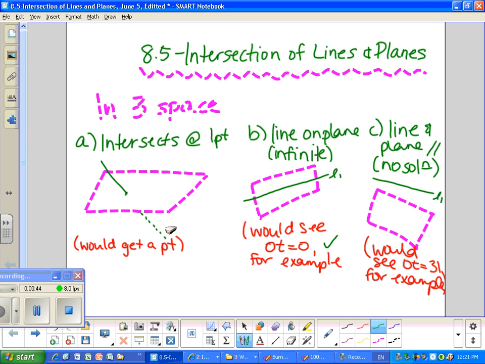And finally, you could also get where if I had a plane here and a line, those are parallel. Those would never meet. And algebraically, it would look like 0t equals 31, or 0t equals a number, where it's not possible to put in a t value that will make that true.